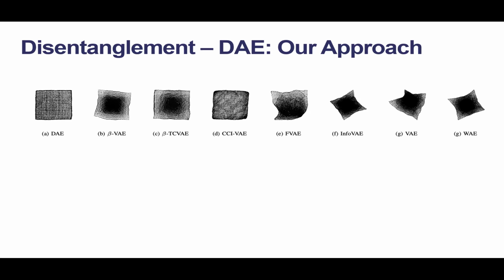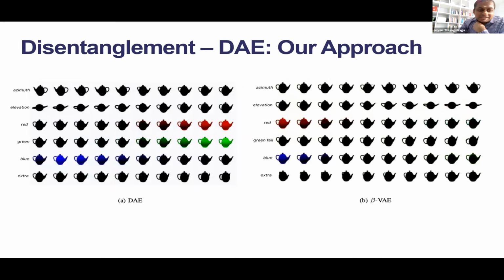Okay, thanks. So this is very, very amazingly nice. I really love this data set. If you take this teapot data set, it has lots of different features in here. You can control the azimuth, the elevation, the redness, greenness and blue colors, and then you can add some extra features to this. So the successful model should take this teapot data set and decouple it.